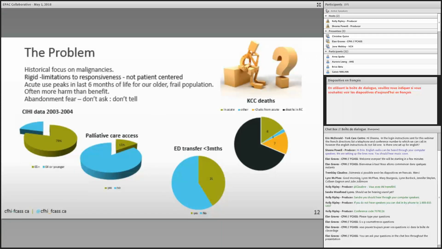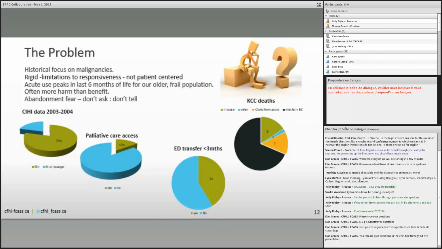So why did we look at starting the DAISY? Well, most people are aware now that historically we had a problem on palliative care and end-of-life specialty input for people that had malignancies. There were rigid limitations to response if it wasn't patient-centered, and the CIHI had done some interesting data collection and actually shown that the majority of people who were not under palliative care actually had their most interactions with acute care in their last 6 months of life.